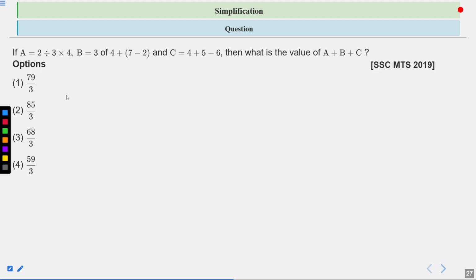So there are 4 options. First one is 79 by 3. Second is 85 by 3. Third one is 68 by 3. And fourth one is 59 by 3. Now you have 10 seconds to analyze the question. Your time starts now.